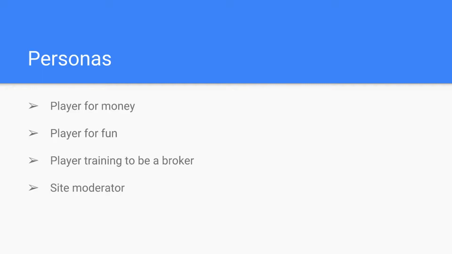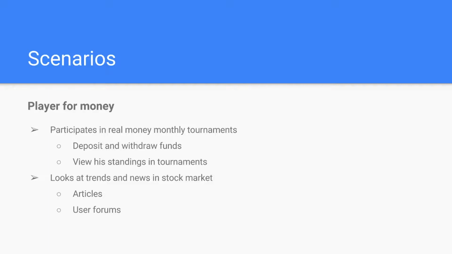Thinking about personas also helped us come up with a basic design idea that would be appealing to our potential users. For the first iteration, we created 4 different personas, which outline the majority of our users. The 4 personas we created were player for money, player for fun, a player training to be a broker, and a site moderator. For each type of persona, we created scenarios, which helped us think more about the specific requirements of different types of users and features the site may include.